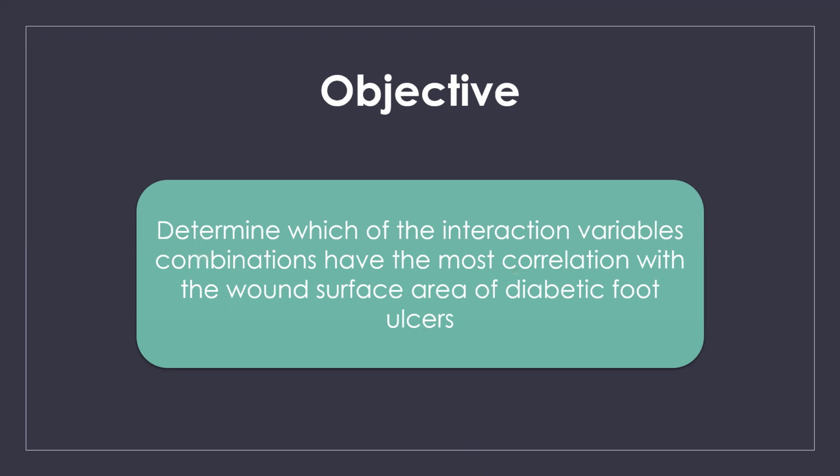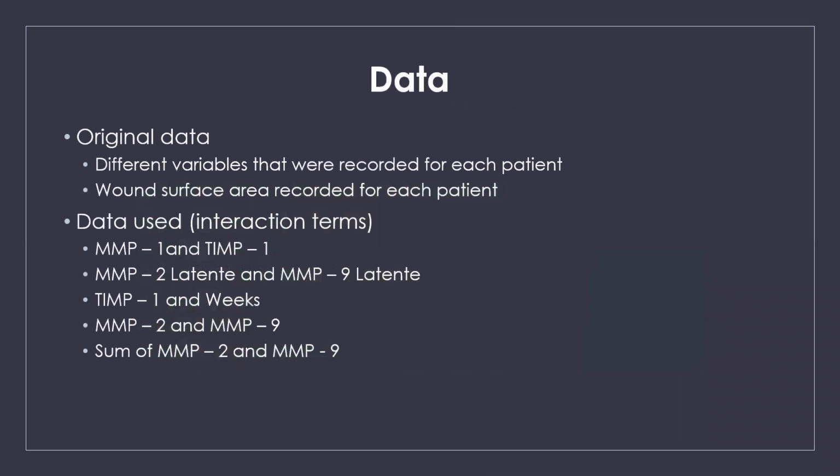The objective of this research is to determine which of the interaction variable combinations had the most correlation with the wound surface area of diabetic ulcers. The original data that was provided had all the different MMPs and TIMPs recorded for each patient, including the wound surface area for each patient. However, from this original data, only some of the variables were used.